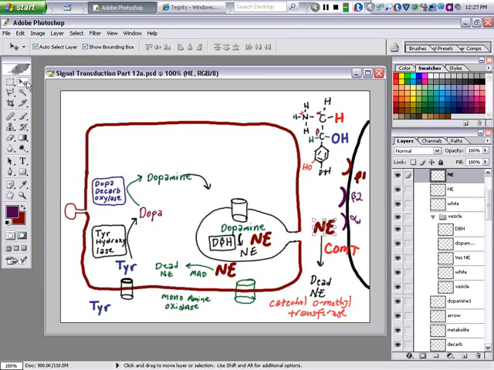Now, that's one way to destroy the norepinephrine. Another way to get that norepinephrine out of the cleft is this: the norepinephrine will go down and go through this reuptake channel and come back into the cell. We call this reuptake 1. I'm going to give it a name because I'm going to be talking about it.